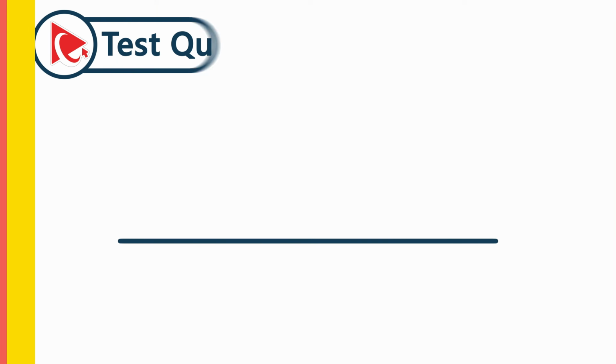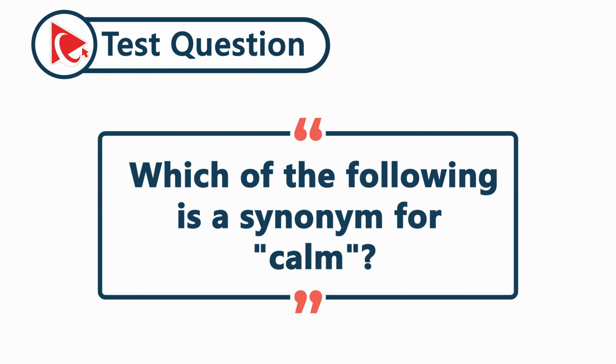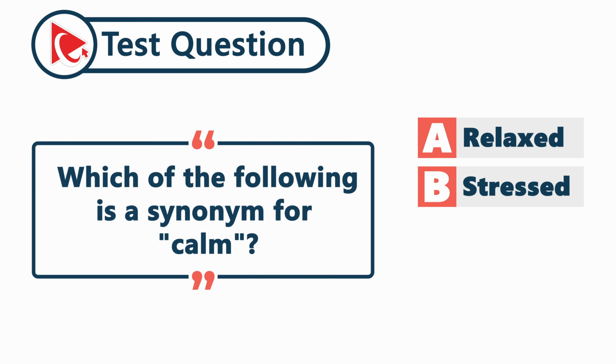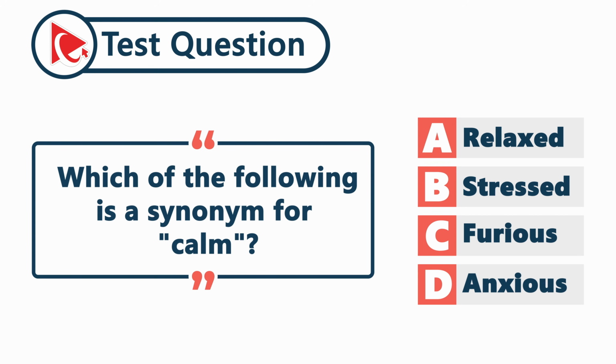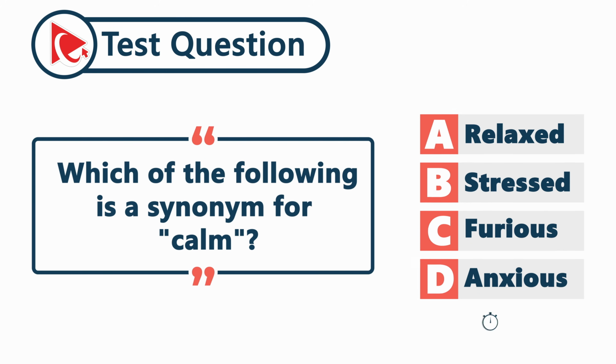You're presented with the simple question. Which of the following is the synonym for calm? And your choices for the answers are choice A, relaxed, choice B, stressed, choice C, furious, and choice D, anxious. The answer may not be as simple as you think. Take a little time to carefully think through the problem, and I will guide you through the process with simple hints to help you get to the right answer. Ready, set, go.